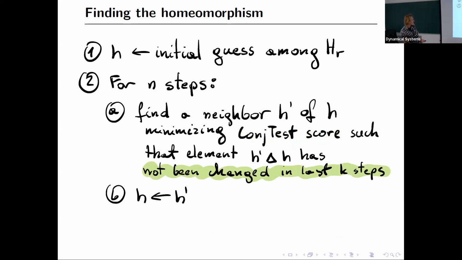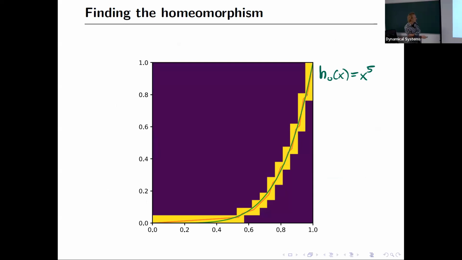And there is also a small technical thing here, is that if I change a single cube in my cubical homomorphism in some step, I don't allow to flip the same cube in the next k steps. This is a technical thing that allows us to escape local minima. But the whole algorithm is also super easy. And using pictures, it looks like this.